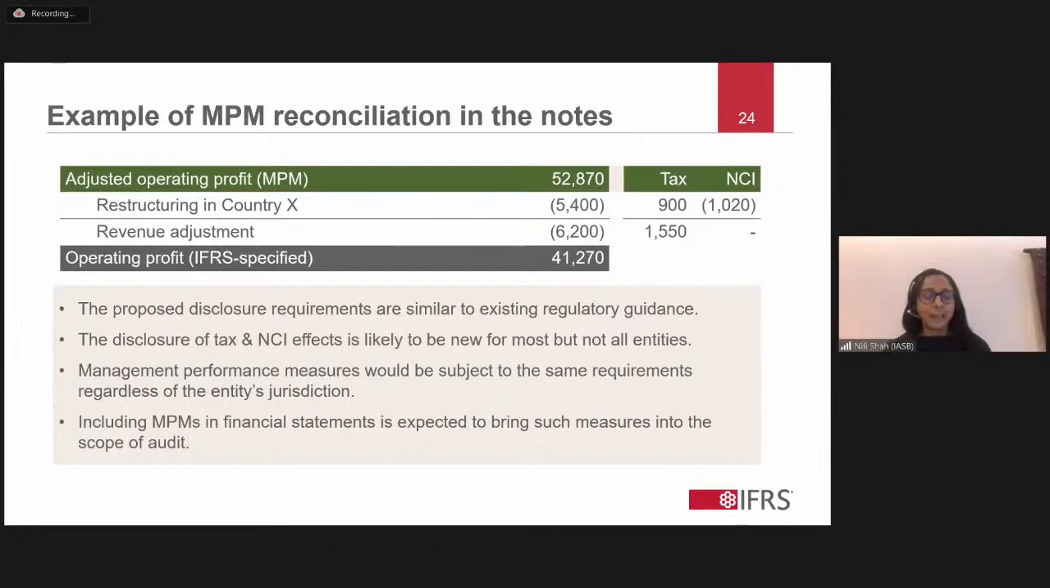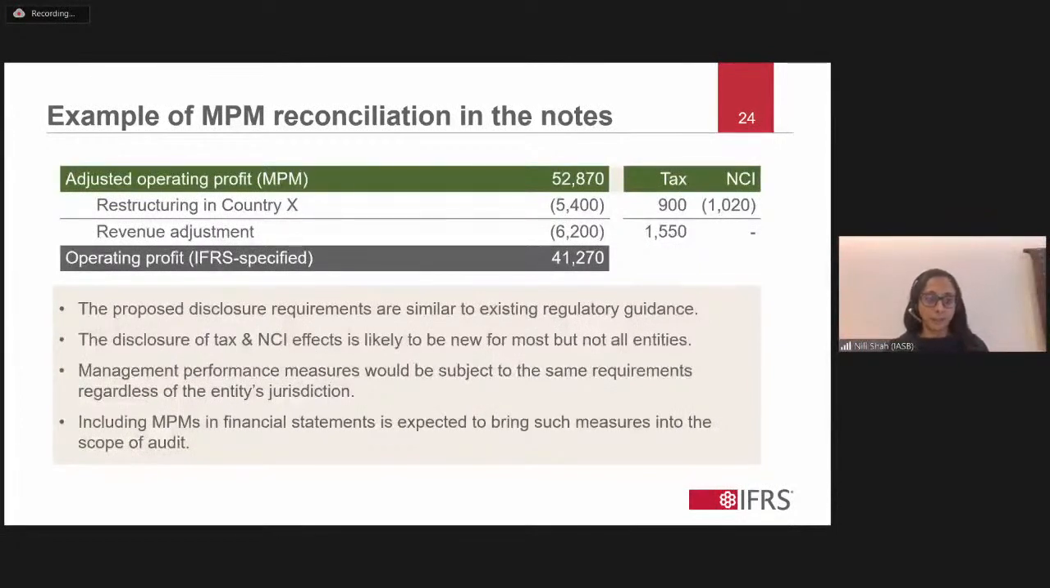Companies would also need to disclose a statement saying that MPMs are not necessarily comparable across entities. And in a part that is, I think, unique, the board is proposing disclosures of the effect of income tax and non-controlling interest for each adjusting line in that reconciliation. And the idea here is that this information would allow investors to determine adjusted earnings per share and recalculate this management performance measure if those investors don't agree with some of the lines within the reconciliation.